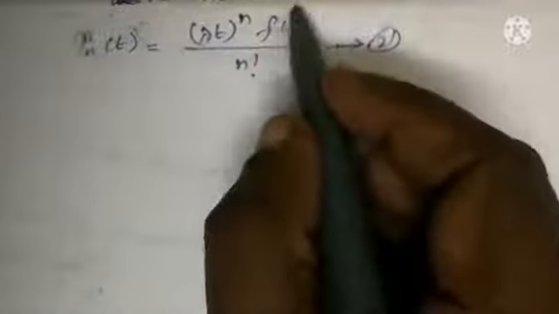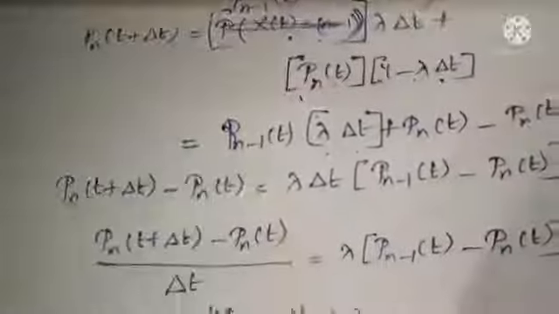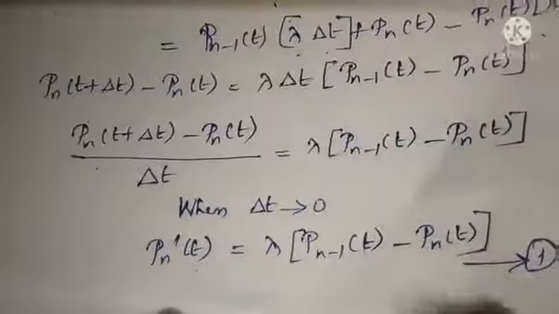But if I prove f of t equal to e power minus lambda t, the proof is over. So let us assume this be the solution of this first equation. And next step, since I have here Pn dash of t and this is Pn of t, I find Pn dash of t now.